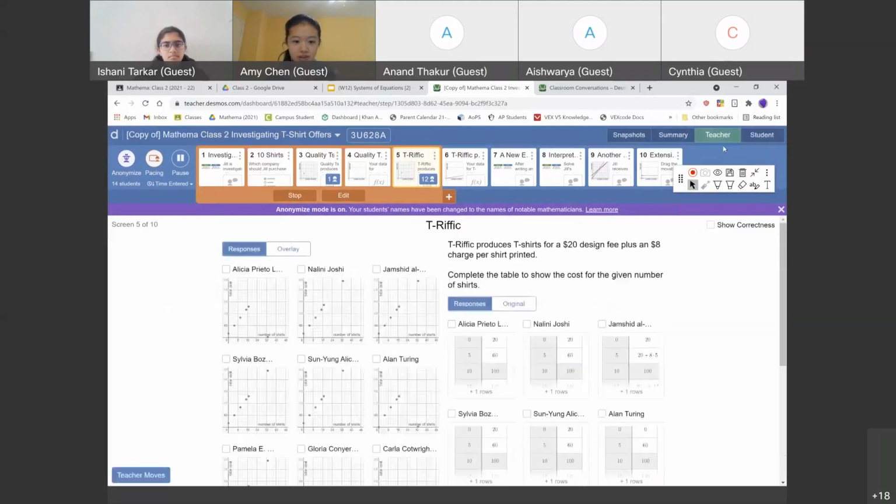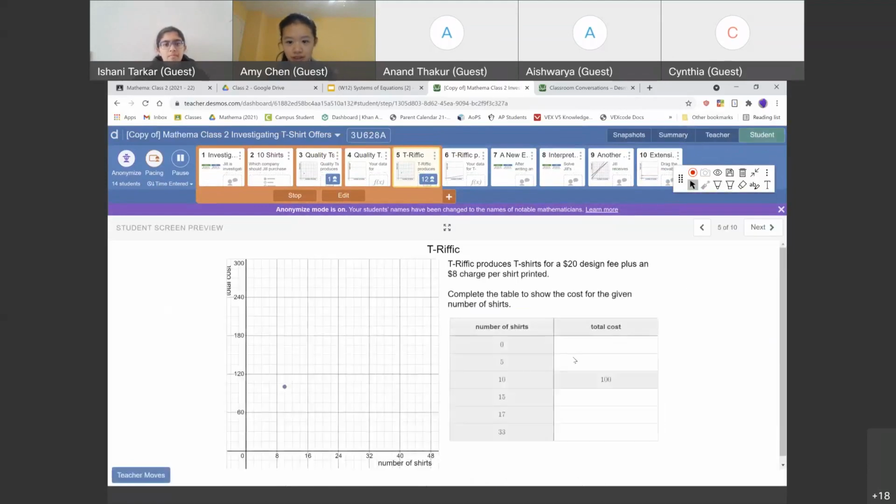Do you want me to go over it? Yeah. Okay. So again, there's an initial design fee of $20 plus $8 per t-shirt. So for 0 t-shirts, it'll be the $20 fee plus $8 for 0 t-shirts, so that would just be 20. For 5 t-shirts, it'd be $20 plus $8 for each of those 5 t-shirts, so that would be $60 in total.